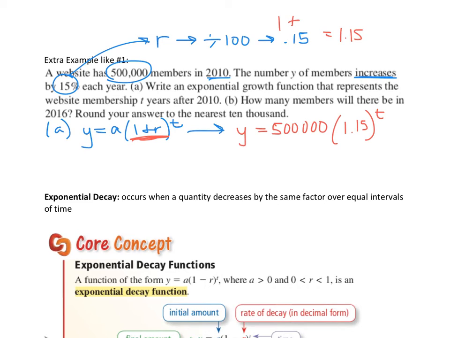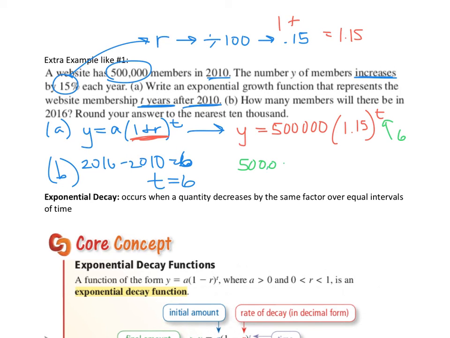And then for part B, how many members will there be in 2016? I have to be careful here. T is years after 2010, so 2016 minus 2010 gives me 6. So t equals 6 there. I'm just going to use my equation and plug in 6 for that.